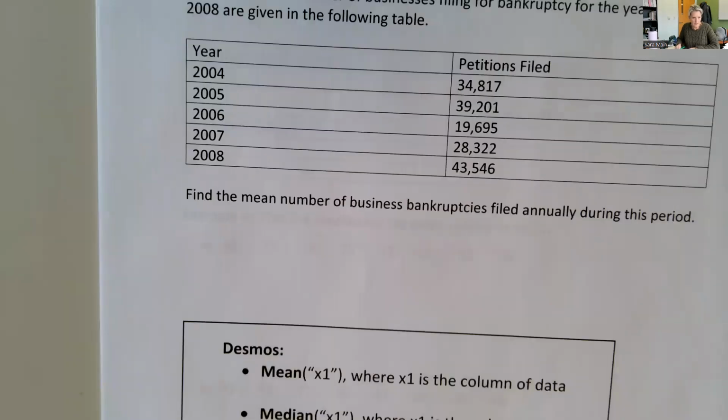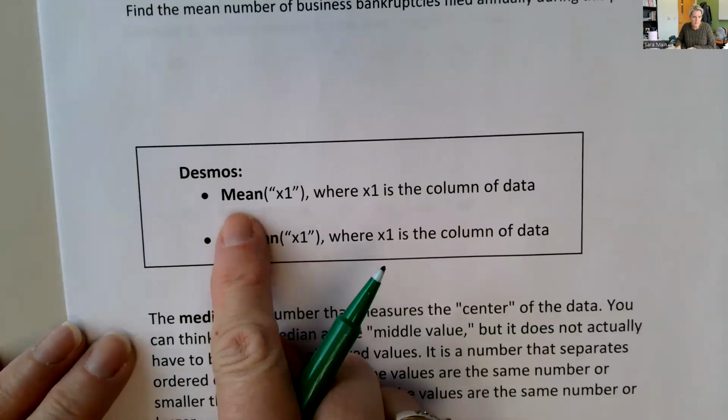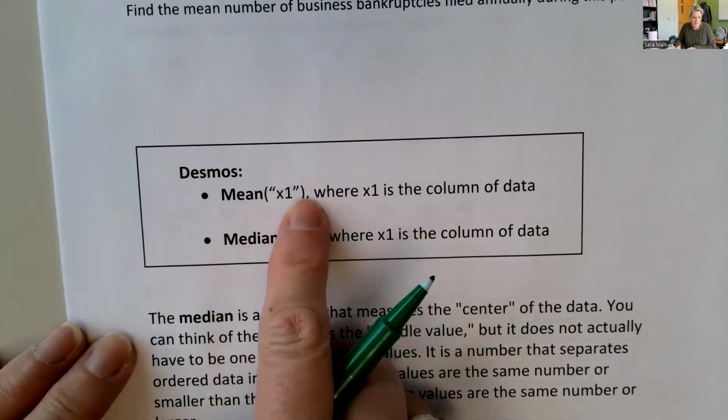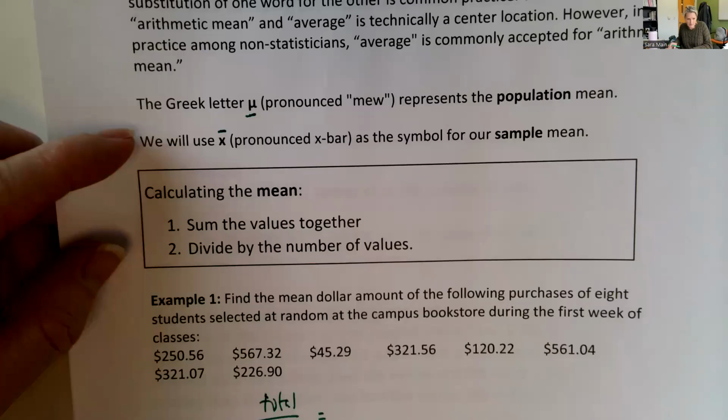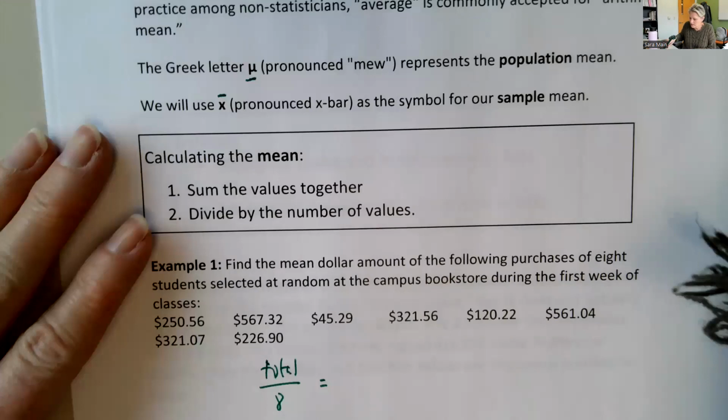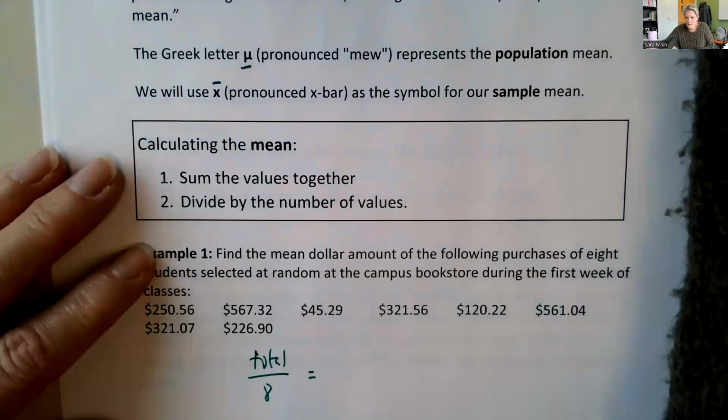And that is on the second page of your notes. You're going to type mean and then the column that your data is in. And we're going to do the same for the median. So let's go ahead and go. I'm going to show you in Desmos how this is done.